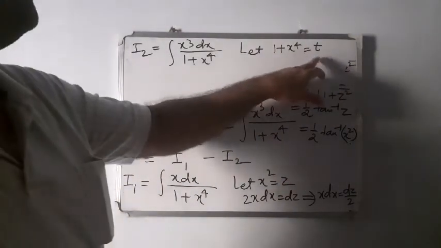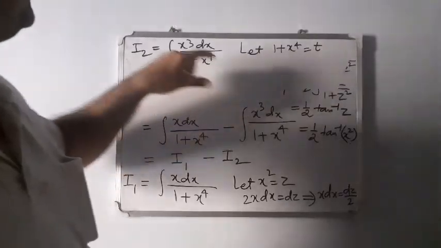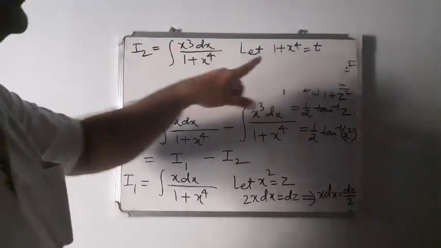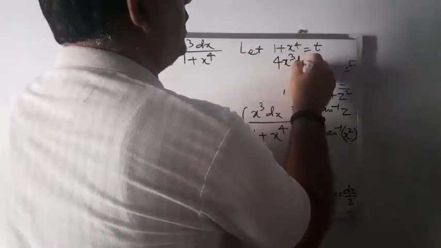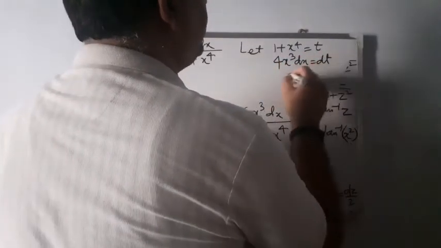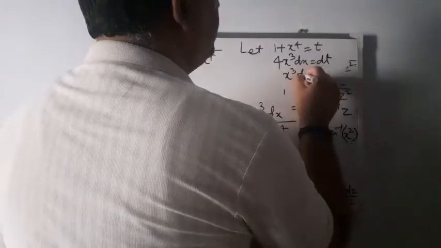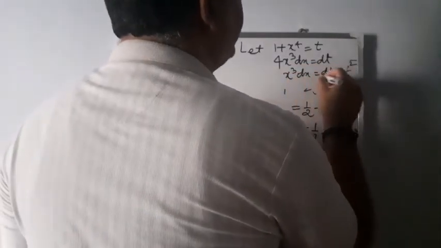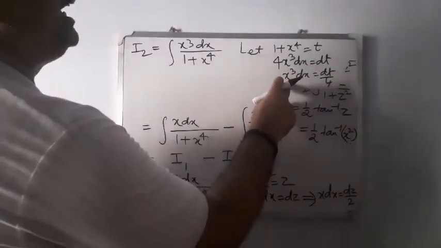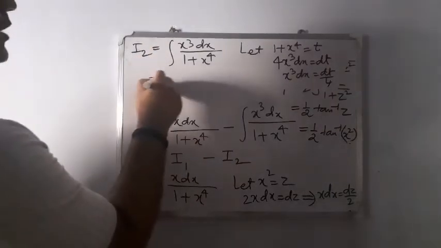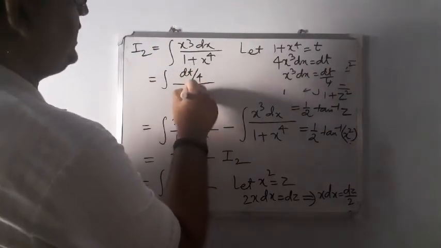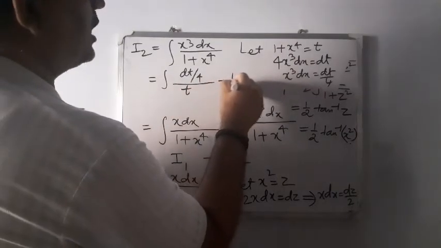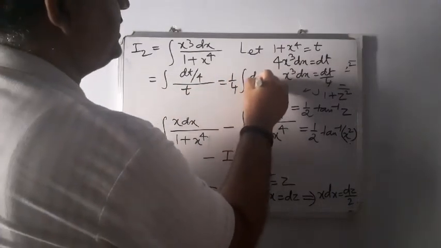Why have we taken 1 plus x power 4 is equal to t? Because we have x cube dx in the numerator. So if you differentiate it, you will get 4x cube dx is equal to dt. So x cube dx is equal to dt by 4. This thing you will get for x cube dx. Now you put it here. You will get integral dt by 4 divided by t. So this 1 by 4 comes out. You will get integral dt by t.